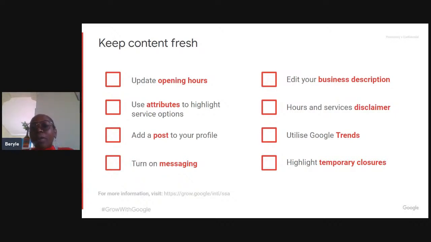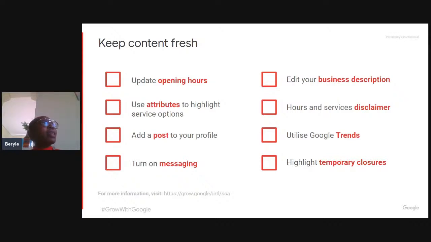And then we've talked about the hours and services disclaimer. And then you can use Google Trends. Google Trends is one of the tools offered by Google. Jen will post the link to Google Trends in the chat section. Google Trends helps you a lot in knowing what is trending, if there's an incline or a decline in a trend, and the kind of keyword searches that are there.